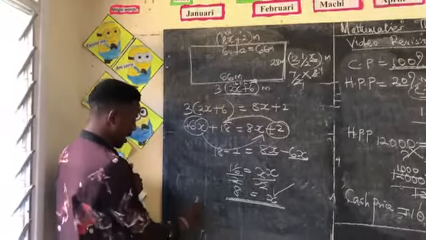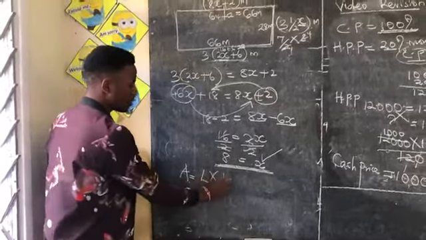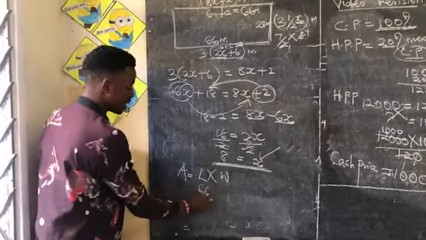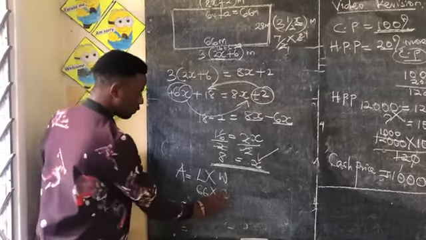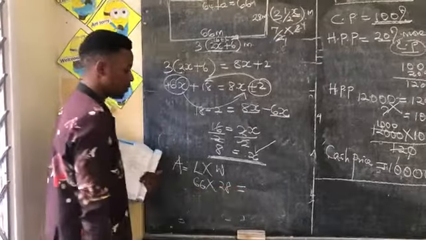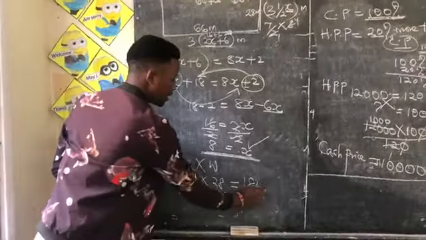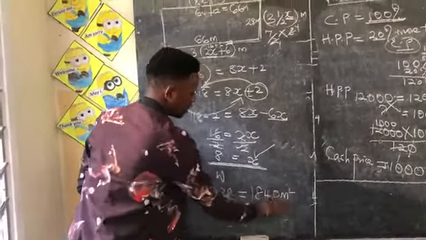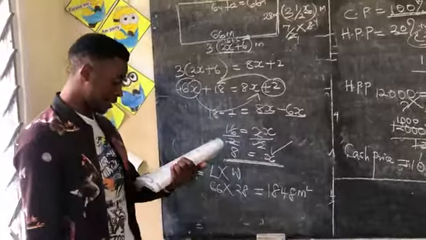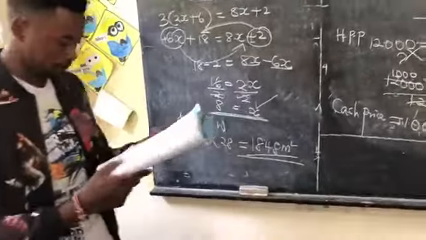Now, let's find the area. We have been asked to find the area. Area of a rectangle is equal to length times width. The length is 66 times a width of 28. 66 times 28 gives you 1848 meters square. So that was the answer to that question.